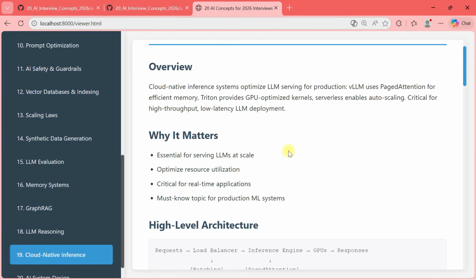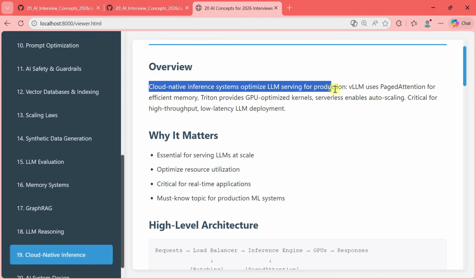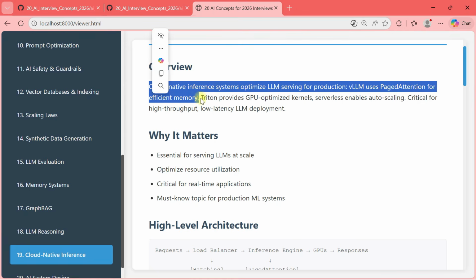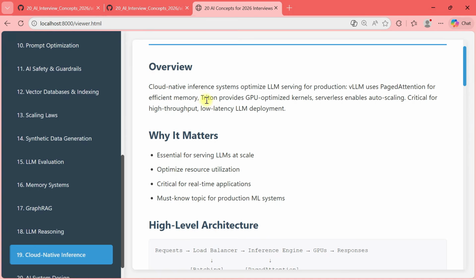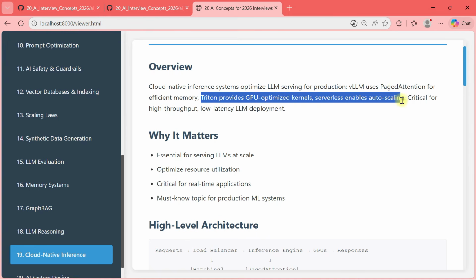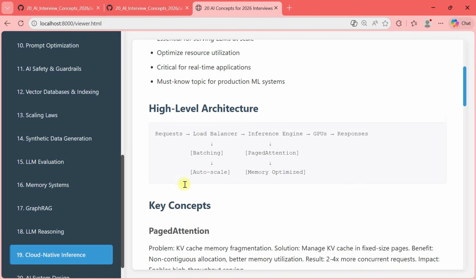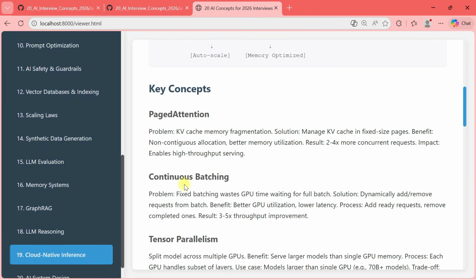Okay, what is the overview we are looking at? Cloud native inference systems optimize LLM serving for production. vLLM uses paged attention. Remember this keyword, paged attention, for efficient memory. Triton provides GPU optimized kernels. Serverless enables auto scaling, critical for high throughput, low latency LLM deployment. Don't worry about those terminologies, guys. I'll tell you very simply.